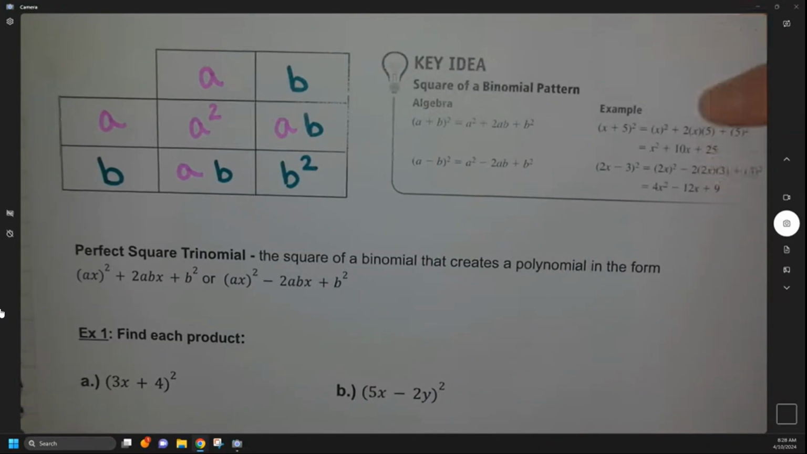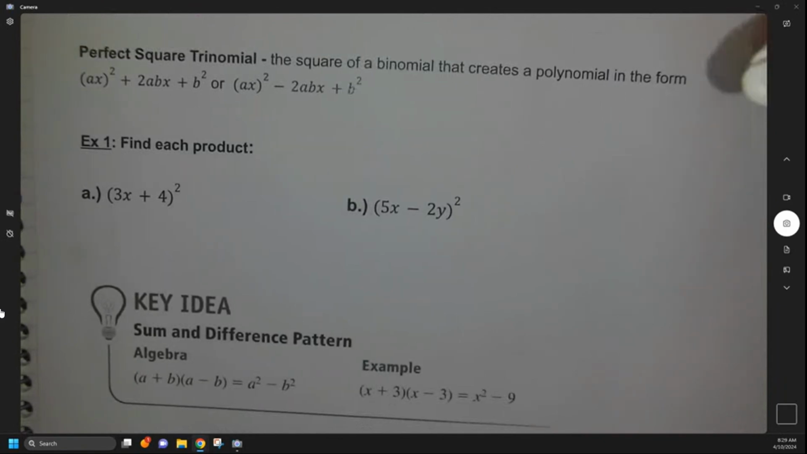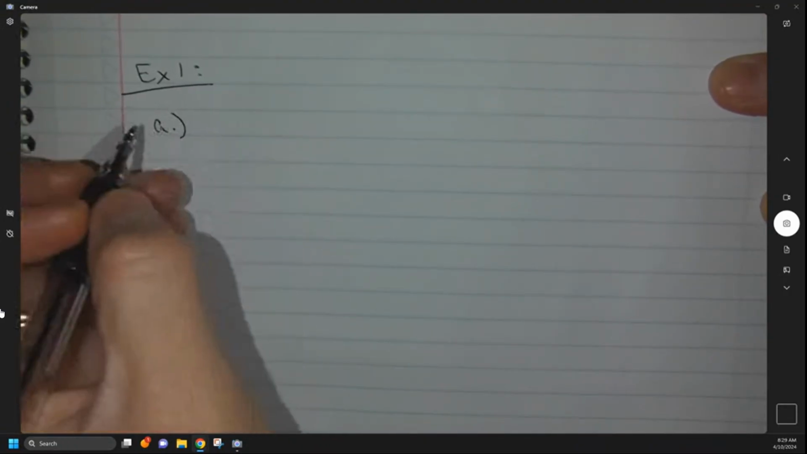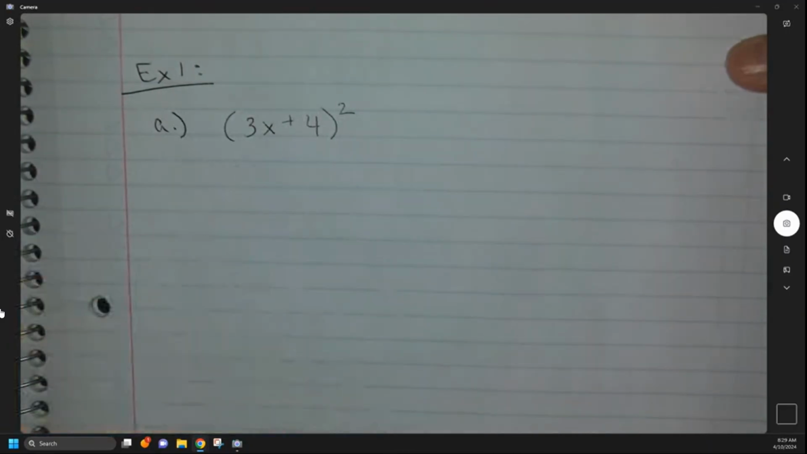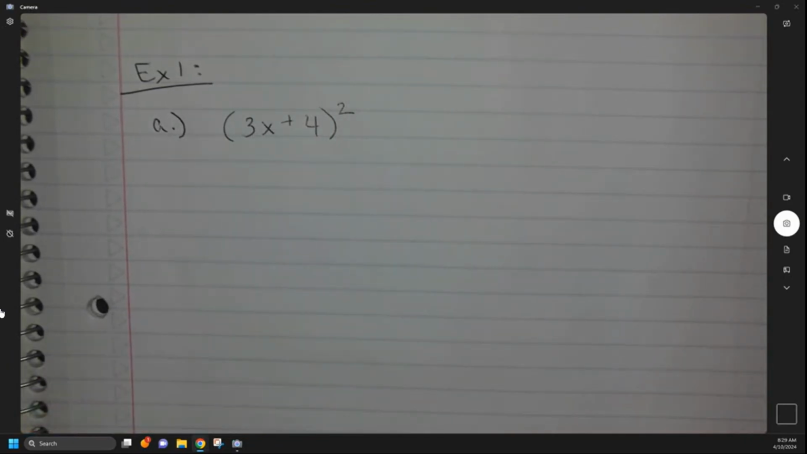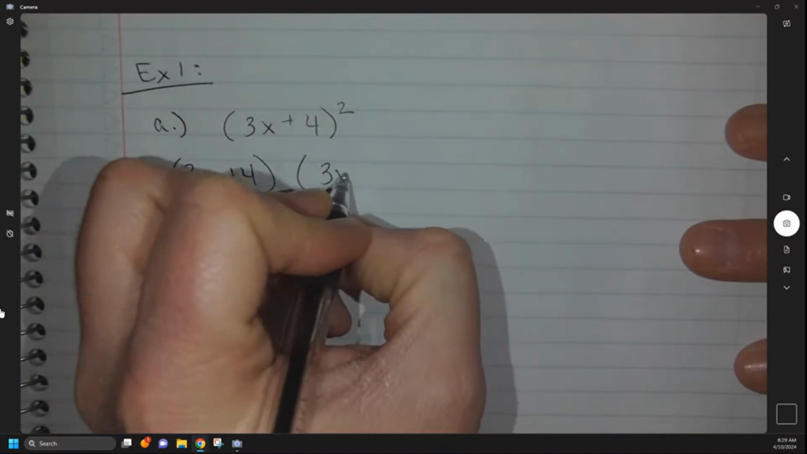So for example, 1a, we're going to take that binomial and we're going to square it. So we've got 3x plus 4 squared. So let's go ahead and write that over here. Example 1, and we'll do letter A first. So we have 3x plus 4 squared. There's our original. If we're thinking about FOIL, it's like 3x plus 4 times 3x plus 4.